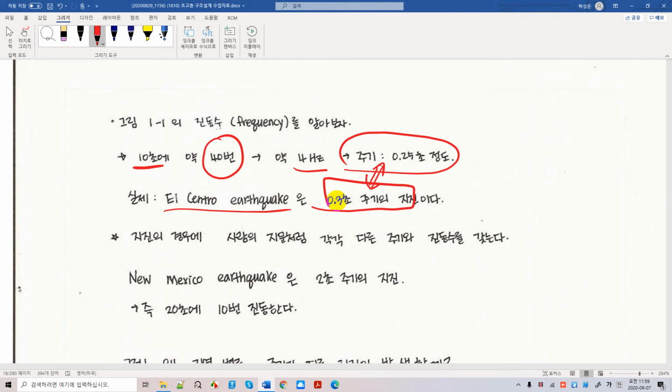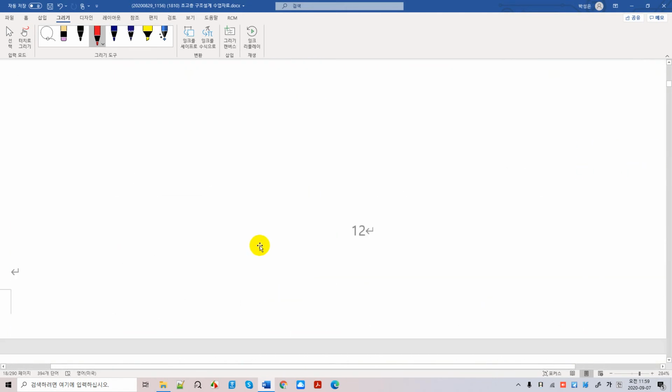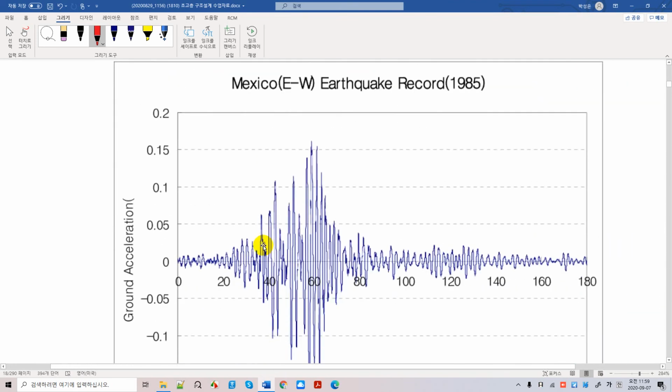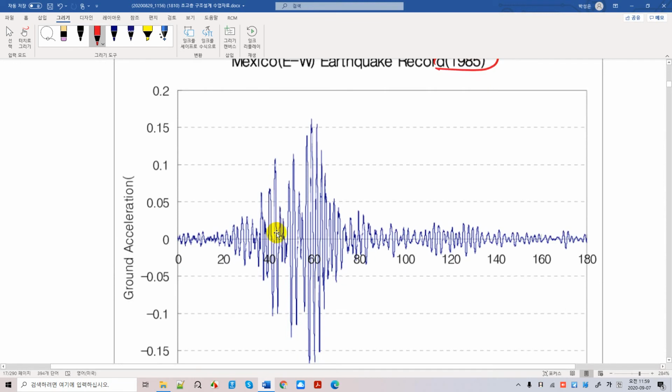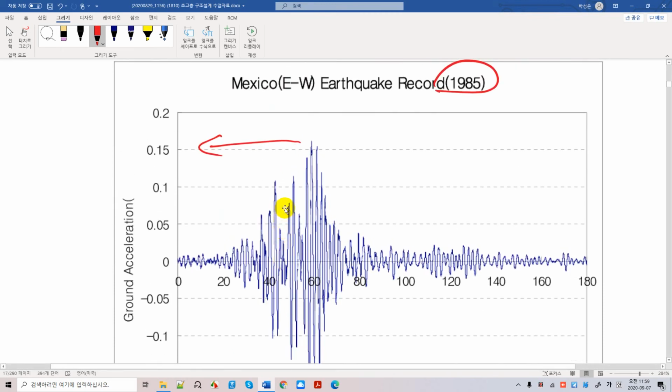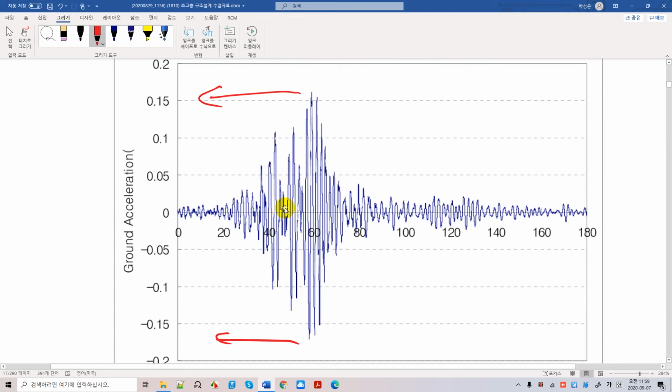And we do the same thing for the next earthquake, which is the Mexico earthquake. Okay, this is what we just calculated, 0.25 seconds. And this is another earthquake that we measured from Mexico in 1985. And we have the same information here. This is 0.17 plus minus, and this is a smaller earthquake but with a different frequency or a different natural period.